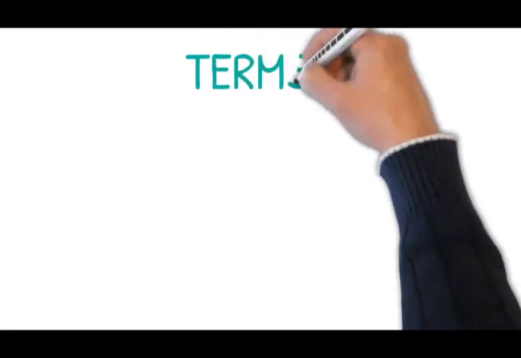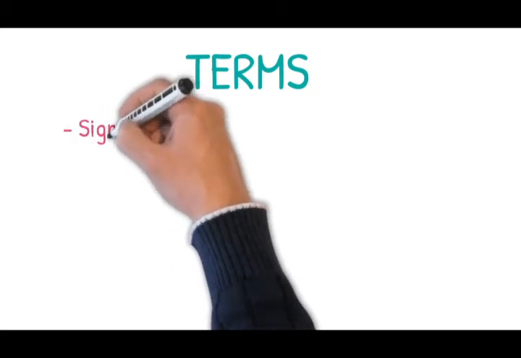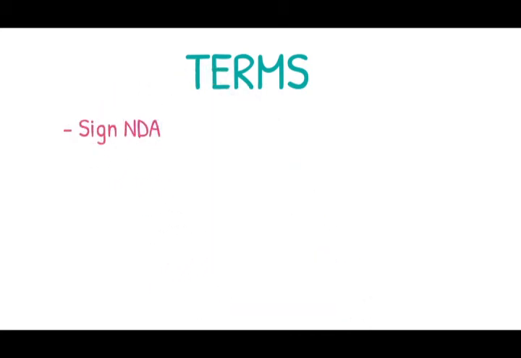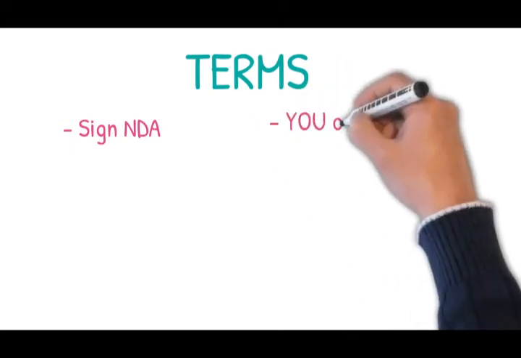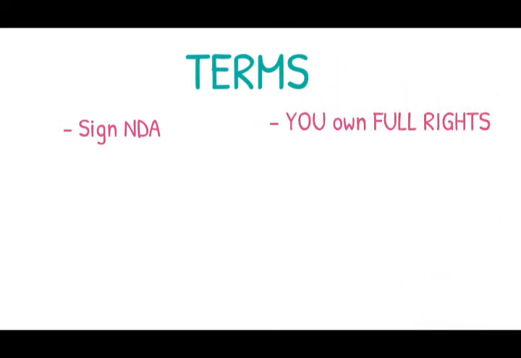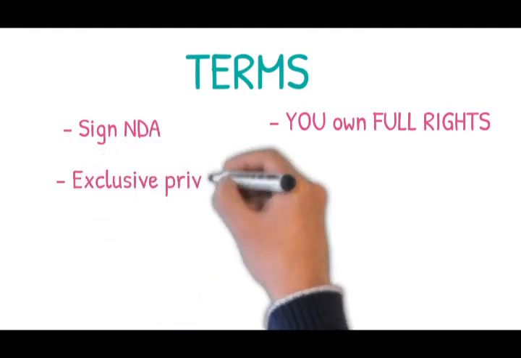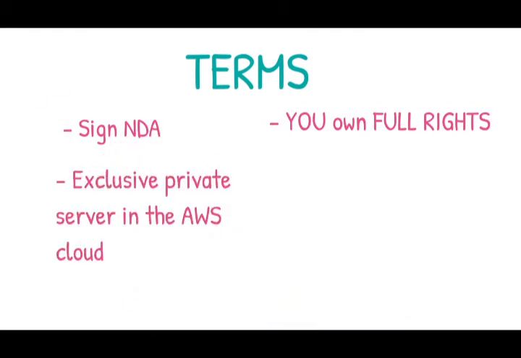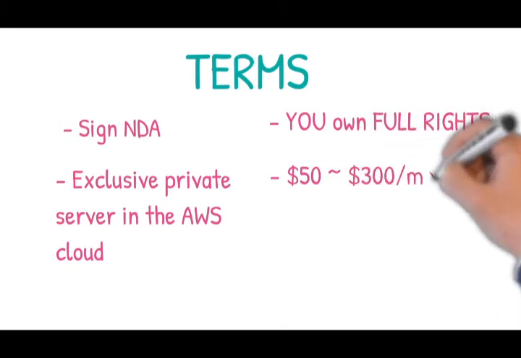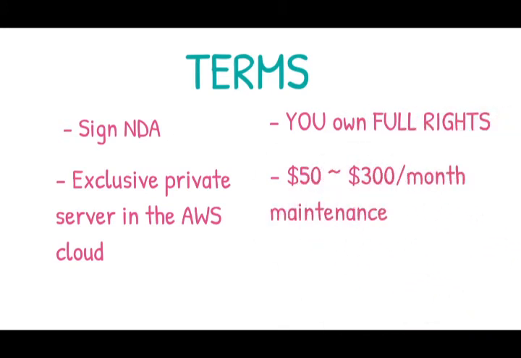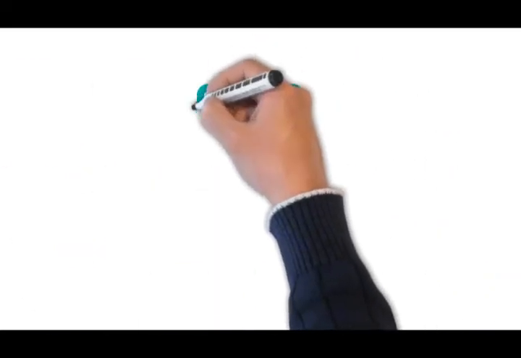We do require all clients who decide to build a CRM software with us to sign an NDA agreement to ensure the utmost privacy for our clients and technologies. Also, please note, you will own the full rights of your CRM software and be on your own private server in the AWS cloud. The maintenance costs that we charge range from $50 to $300 per month depending on your CRM software build. Also, our billing and invoicing is slightly different than our competitors.